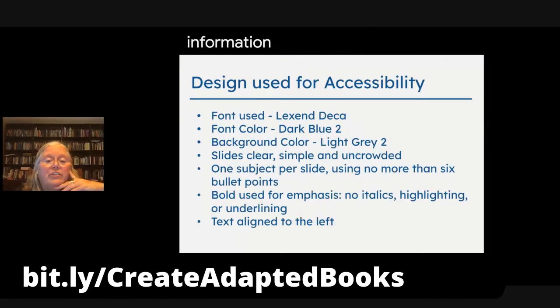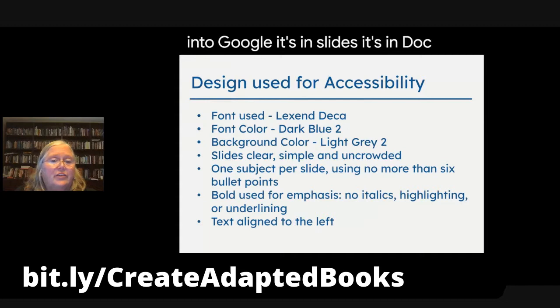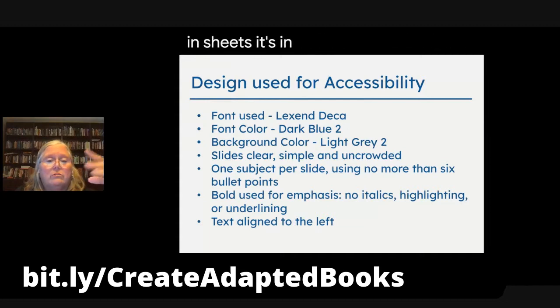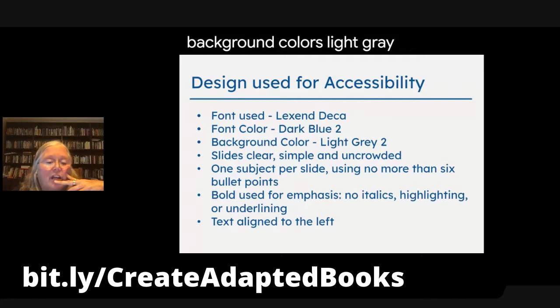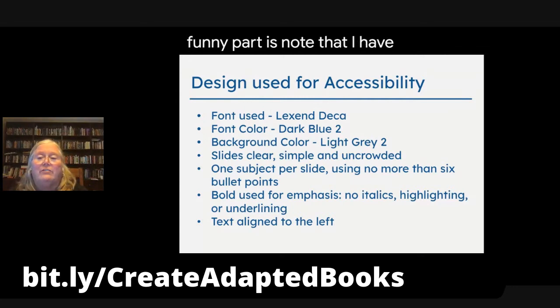And this is the information about the accessibility of this presentation. So it's Lexend Deca, which is built into Google Slides. It's built into Google. It's in Slides. It's in Docs. It's in Sheets. It's in all Google things. The font color is dark blue too. The background color is light gray. Text aligned to the left. Bold is used for emphasis. No italics or highlighting. One subject per slide using no more than 6 bullet points, and the slides are simple, clear, and uncrowded. And my funny part is, note that I have 7 bullets on this slide, and I say no more than 6.